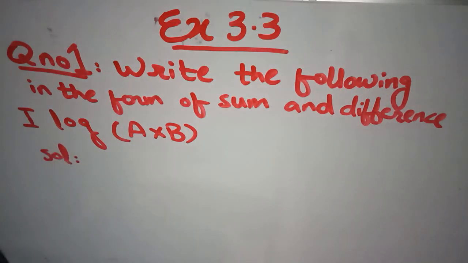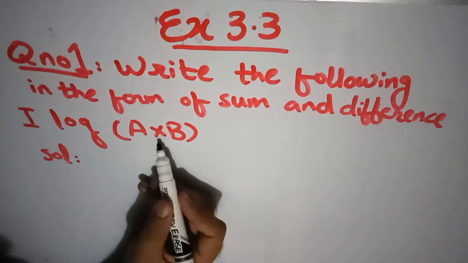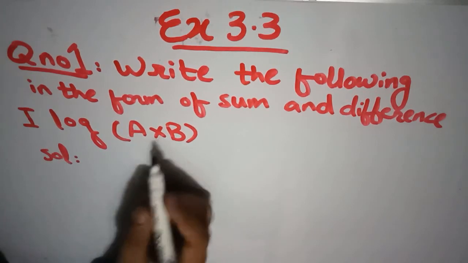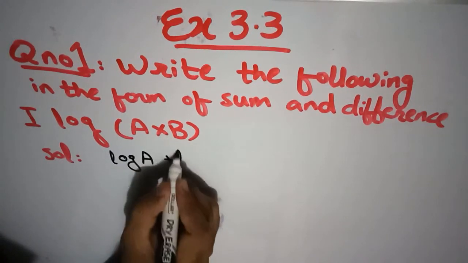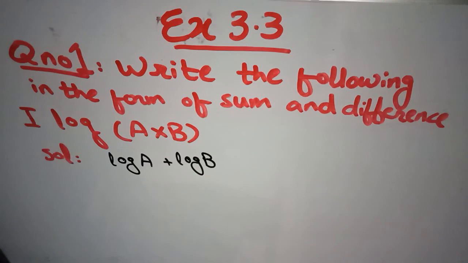So in the first part the value is written in the product form and you have to change it into the sum or the difference form. So let me tell you, the product will be changed into the sum form. You can write it as log of a plus log of b. Simply you can change the form of log a cross b into log a plus log b. So it is the answer.